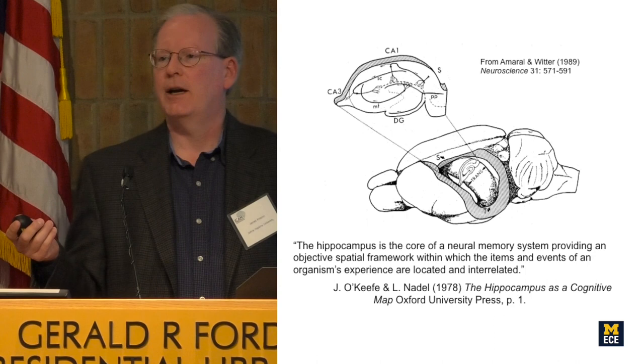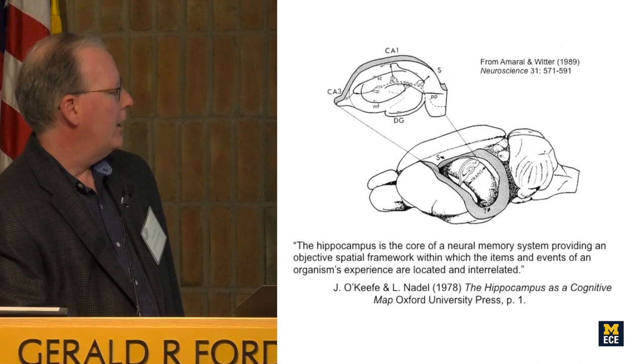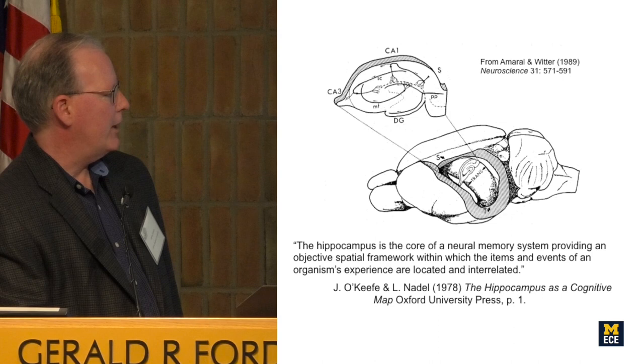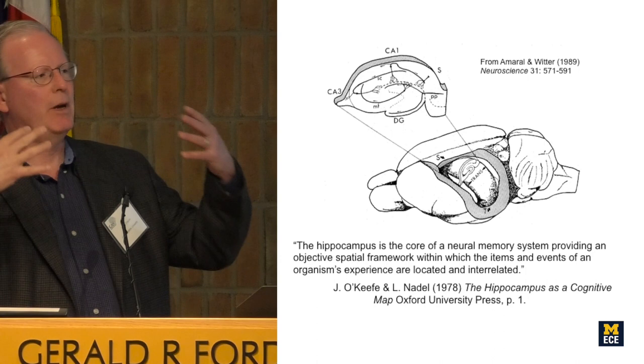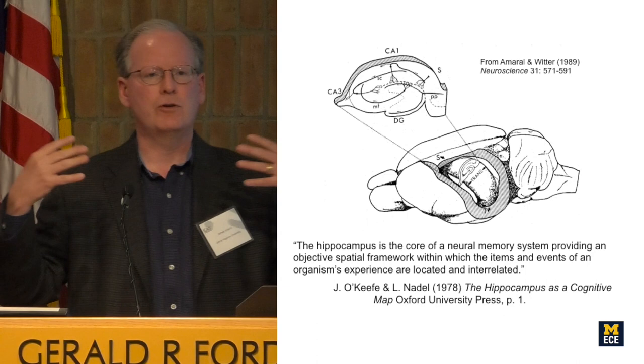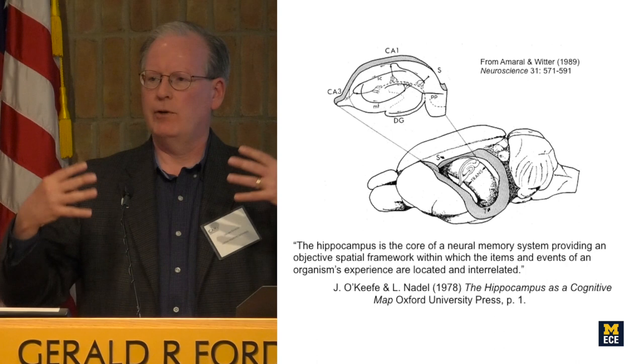And actually, John O'Keefe and Lynn Nadel proposed this idea back in 1978 about the relationship between spatial mapping and memory. They proposed that the hippocampus is the core of a neural memory system, providing an objective spatial framework within which the items and events of an organism's experience are located and interrelated. The idea of their cognitive map theory is that the hippocampus provides a spatial, and now we know a spatial temporal framework, a context. All the events that occur during experience come into the hippocampus, get laid down on top of this spatial and temporal framework, bound together in such a way that they can be stored and then later on retrieved and reminisced or recollected as a conscious memory of that experience.